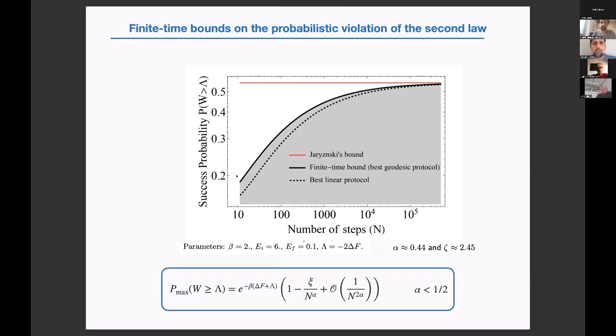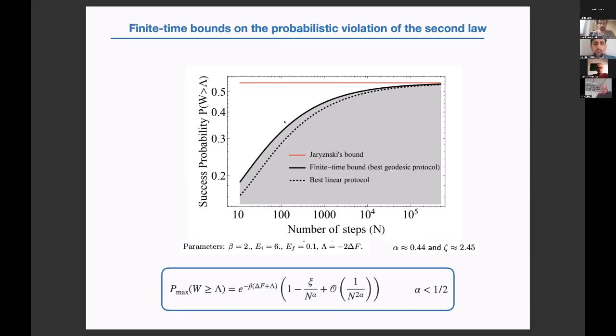And we get a plot like this. Here you can see the best possible protocol, and for example we compare it to the best linear protocol, and you can see how you approach Jarzynski's bound. And even if in general this is numerical, we can get some analytical insights. What we can argue is that how you converge to Jarzynski's bound goes no faster than the square root of the total time of the process, or if you want, the number of steps. So this convergence goes like 1 over square root of time at most.